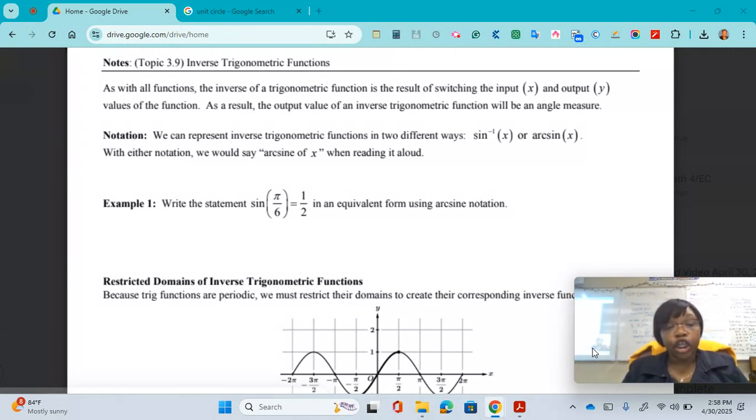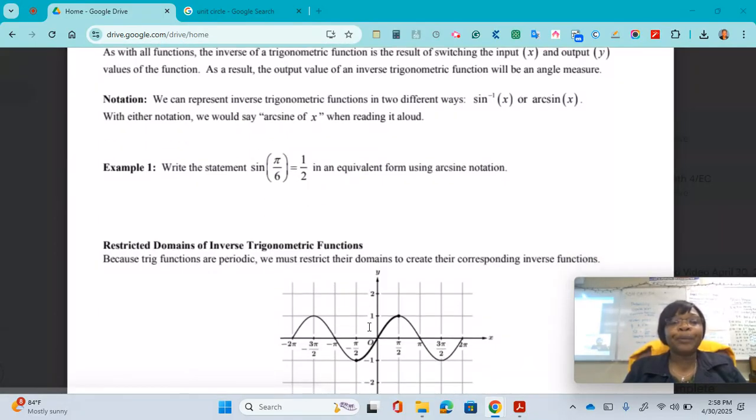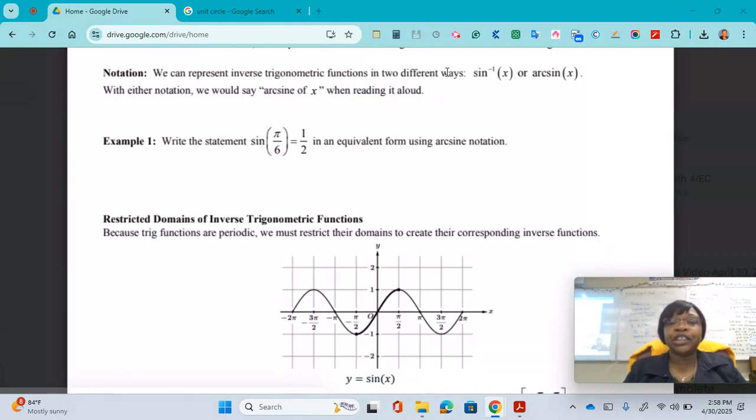I'm working on it. Anywho, as with all functions, the inverse of a trigonometric function is the result of switching the input x and output y values of the function. As a result, the output values of the inverse trigonometric function will be an angle measure. We can represent inverse trigonometric functions in two ways: the sine inverse or the arc sine. Either way, we'll say arc sine of x, but I say sine inverse, opposite.